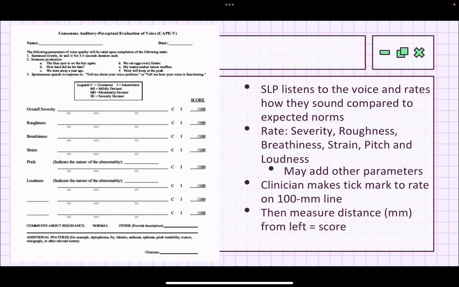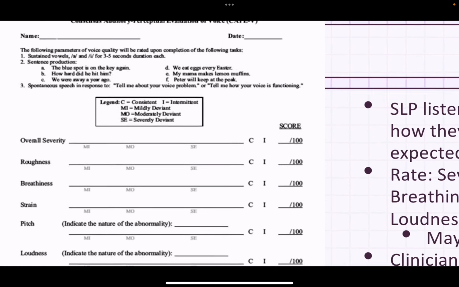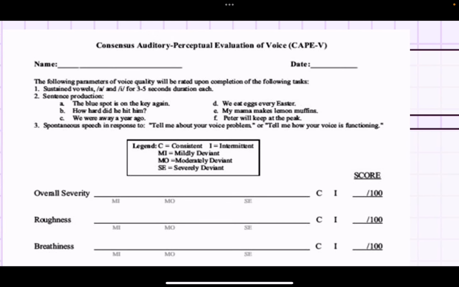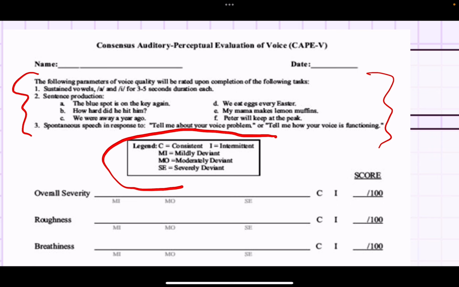And then we're going to make these tick marks to rate. So you'll probably have to zoom in, so that you can get a little bit more information. Make sure that you're following these directions. So going through these directions up here, and then here's the legend on where and how we'll make those tick marks: mild, moderate, and severe. And then we're going to give them a rating as well. So just make sure you read through those directions.